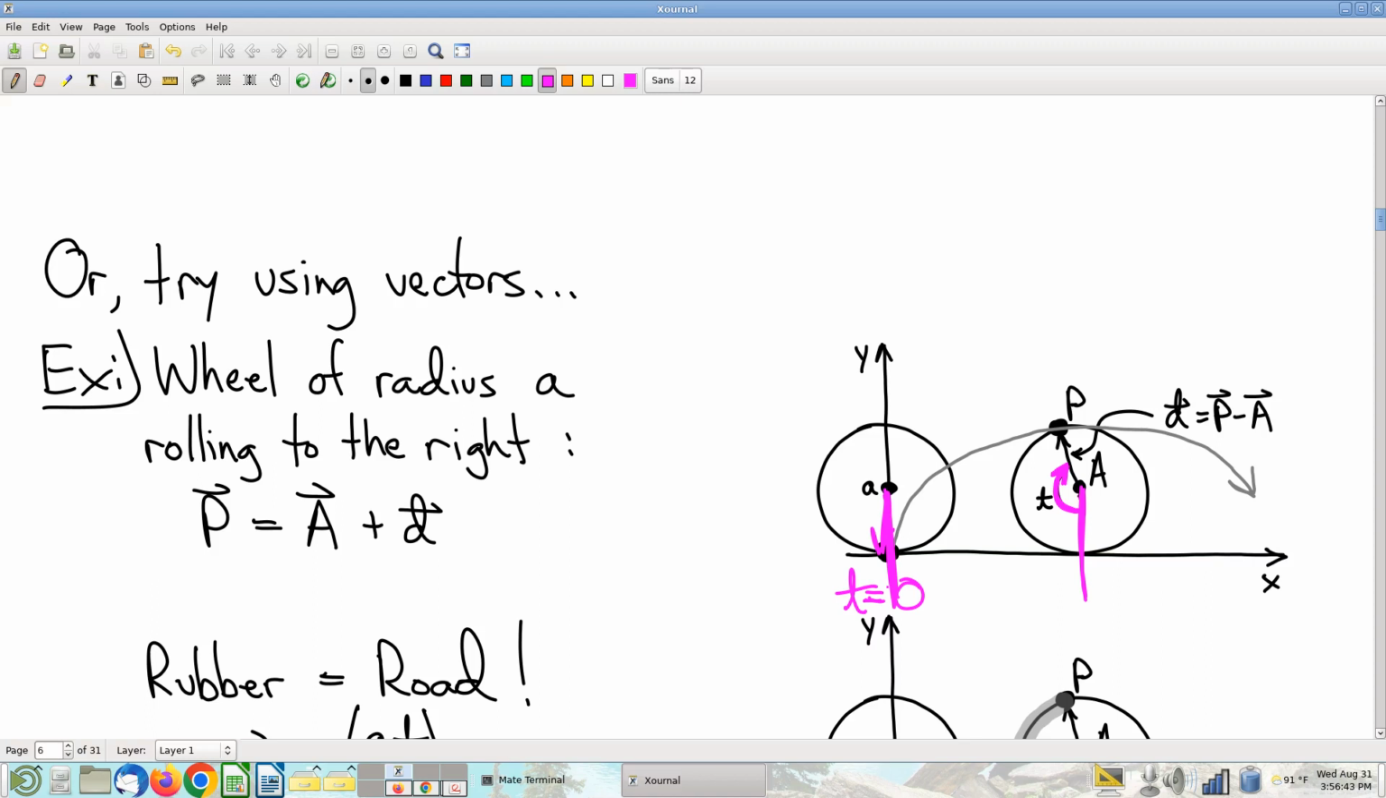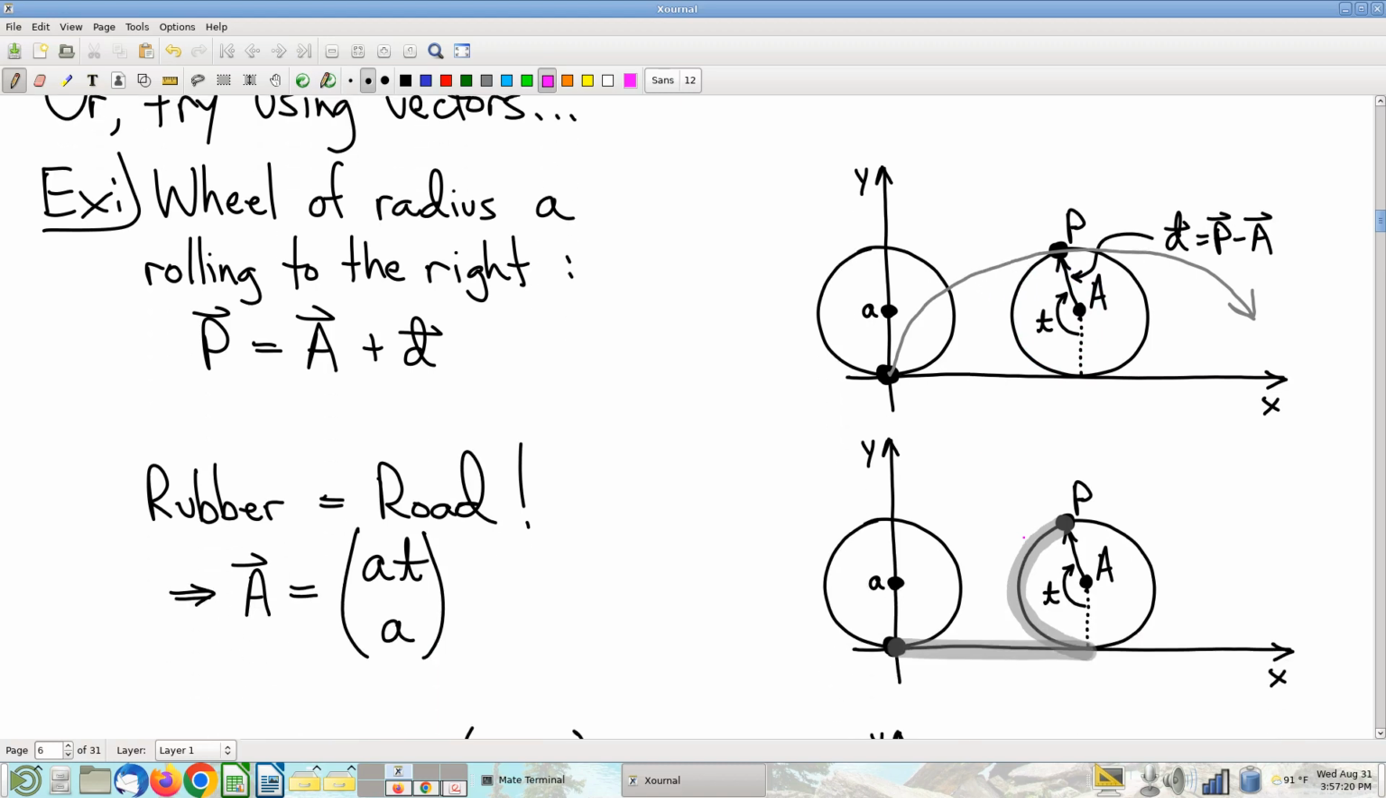If I were to do this differently, and I'm not going to do this, but let's suppose I had defined T to be that angle. Then notice as the wheel turns, that angle decreases. Or said differently, as that angle increases, the wheel's rolling backwards. This is confusing, so unnatural, so we're not going to do it that way. So I think this is a pretty good choice for our parameter, T. Okay, so let's make use of it now.